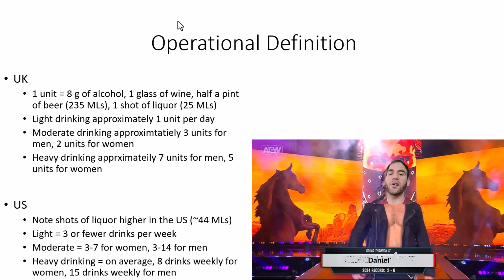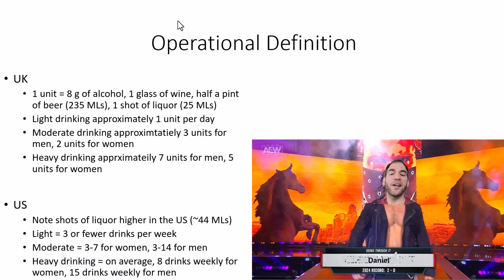So let's stop here and go over operational definitions of what a drink or a unit of alcohol is, because it's going to vary by country due to a whole host of reasons, such as medical regulations and stuff like that. So in the UK, 1 unit equals about 8 grams of alcohol, or 1 glass of wine, half a pint of beer, which is about 235 milliliters, or 1 shot of liquor, that is 25 milliliters.